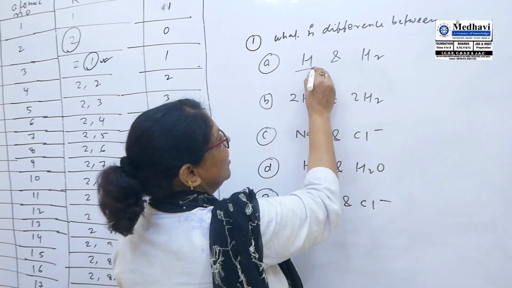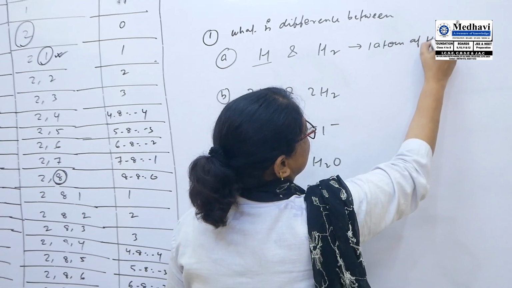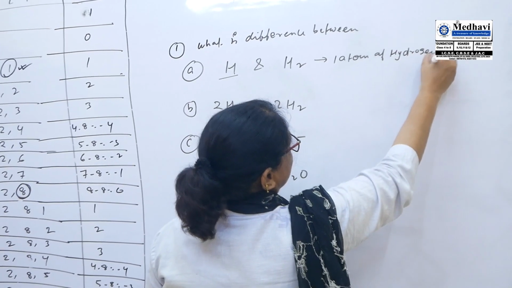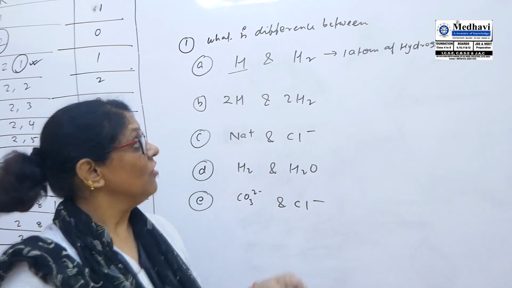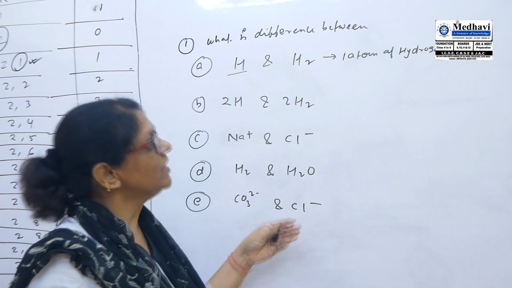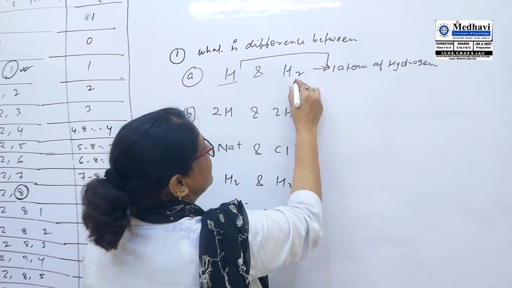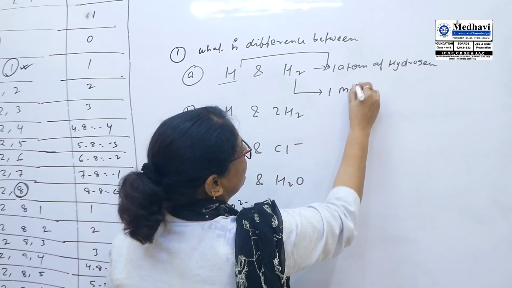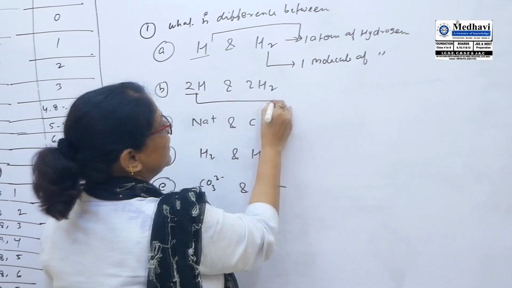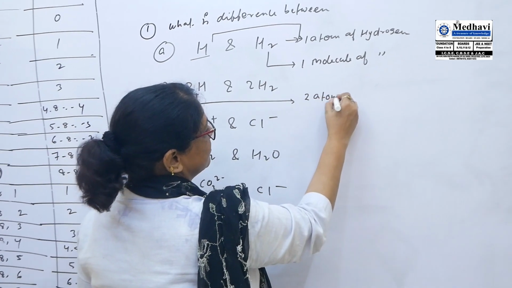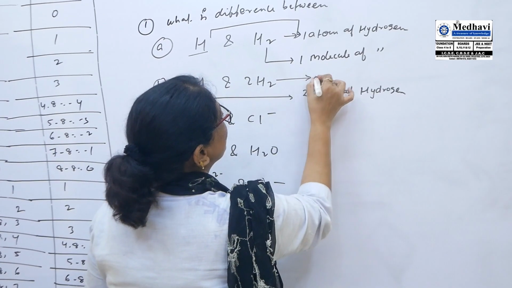Here H is one atom of hydrogen. This is important, because when we solve questions based on the mole concept, we need to know what H is. This is one atom of hydrogen, and H2 is one molecule of hydrogen. 2H is two atoms of hydrogen, and 2H2 is two molecules of hydrogen.